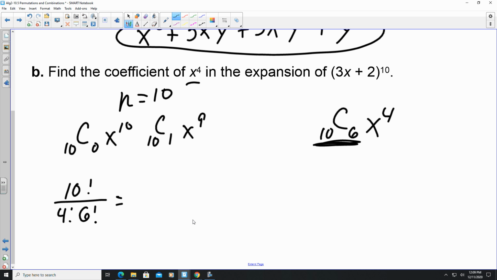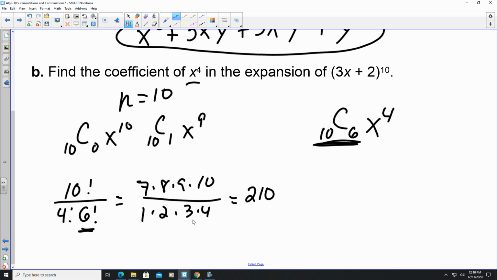I realize that 6 is my larger value here. So that means 1 times 2 times 3 times 4 times 5 times 6 all get canceled. So on the top is just 7 times 8 times 9 times 10, and on the bottom is 1 times 2 times 3 times 4. When I do all the math, it results in 210. So now I know that this value here is 210.